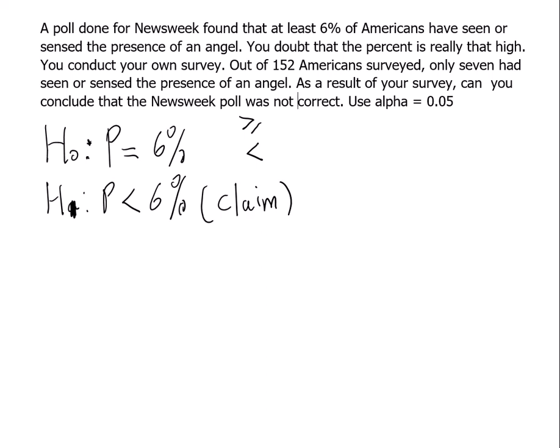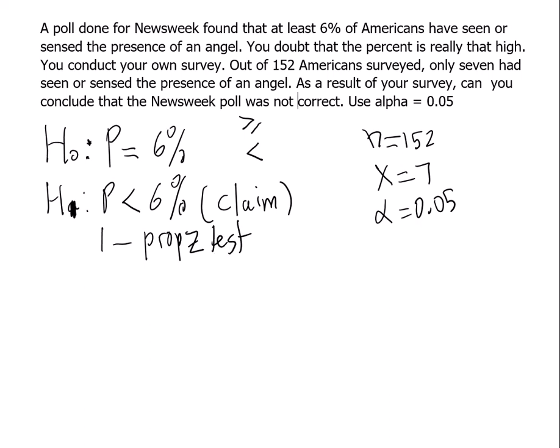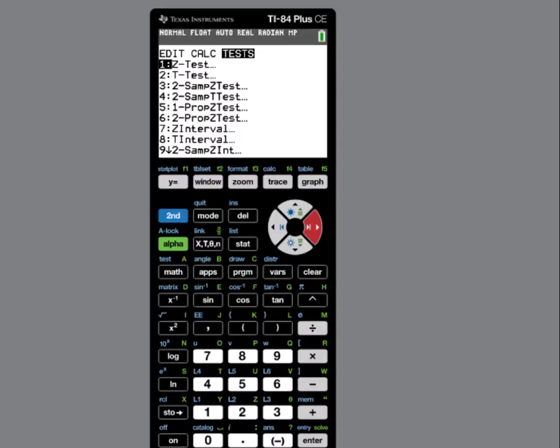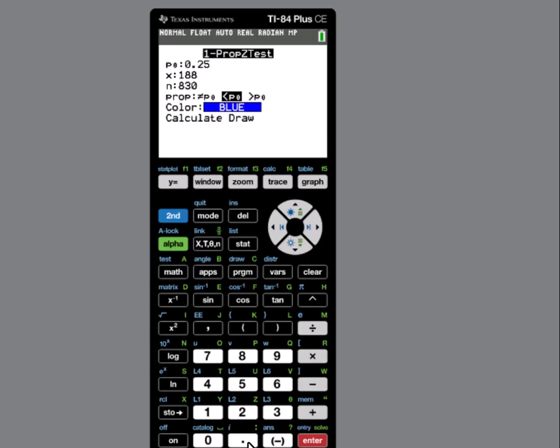Now he gives us n, which is 152. He gives us x, which is 7. And he gives us alpha, which is 0.05. And we're going to do a one-prop z-test on the calculator. So let me get the calculator ready. So you go to stat, tests, and then you go to 1-PropZTest because it's a proportion test, number 5. You press enter. You enter the value in the null hypothesis, which is 6%. What is 6%, guys? 0.06.